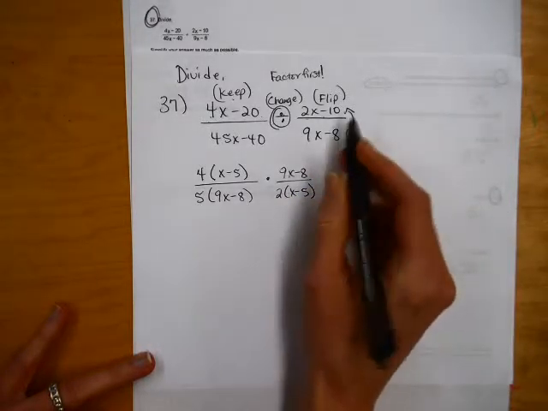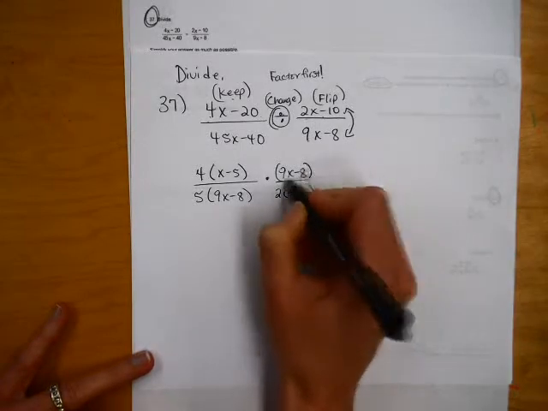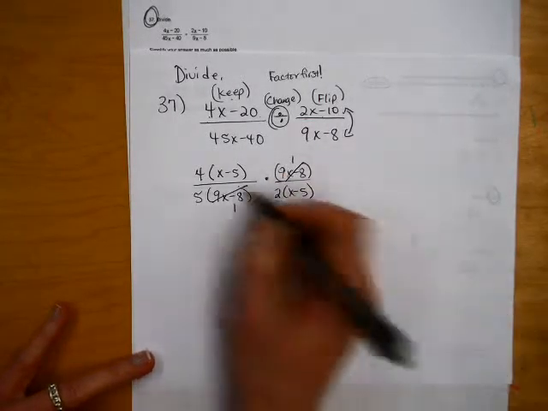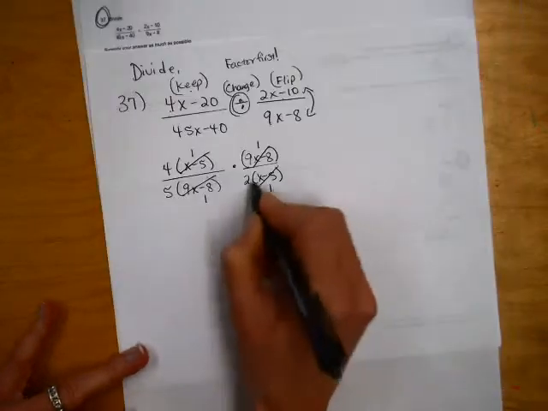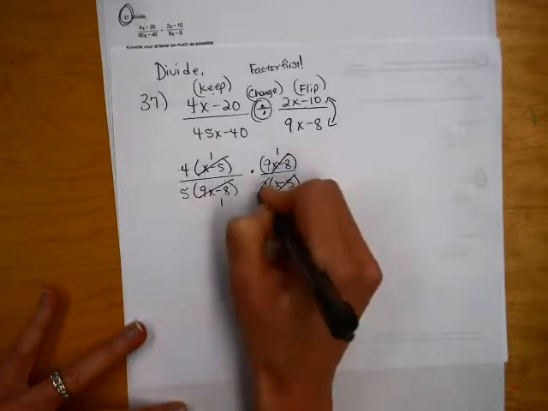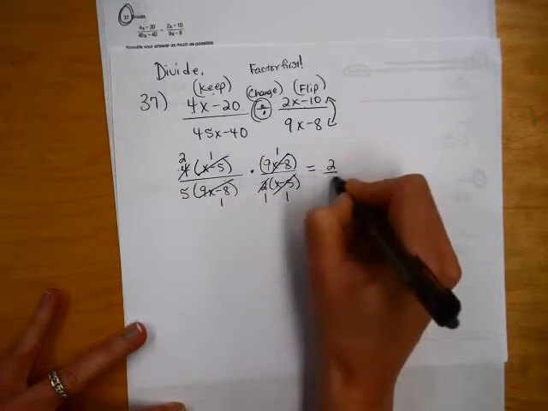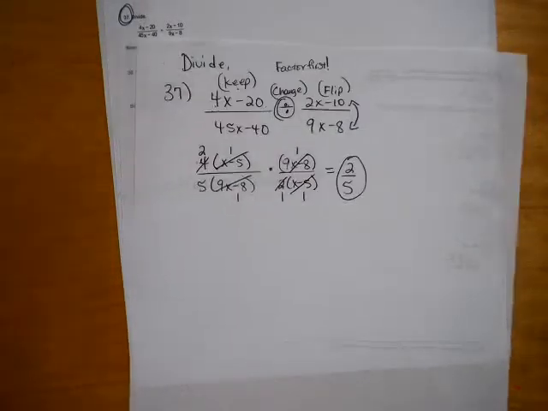And so now I can once again do the same thing I did on 35. I can cross reduce. 9x minus 8 and 9x minus 8 reduced to 1. X minus 5 and x minus 5 both reduce to 1. I can reduce the 2 and the 4. 2 goes into 2 one time, 2 goes into 4 two times. So I get again 2/5 as my final answer.